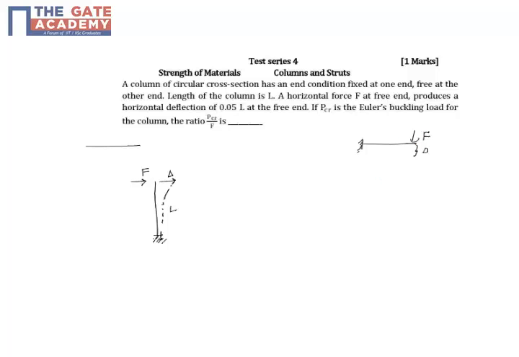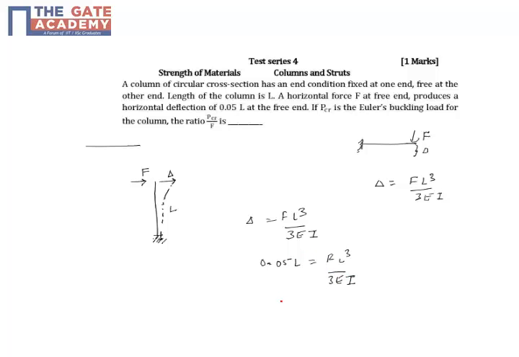It's just like a cantilever beam, and when you apply a point load, the deflection is FL cube by 3EI, which we get from the double integration method. So the same thing can be used here, FL cube by 3EI. Now delta is given as 0.05 L, and that is equal to FL cube by 3EI.